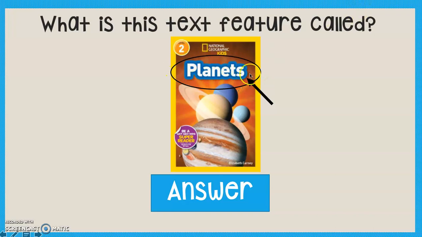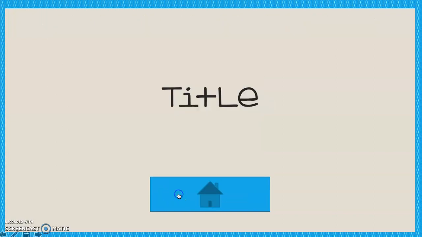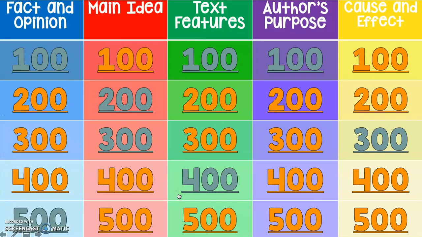So we have a book here. Planets is circled and has an arrow pointing to it. So what is this text feature called? Looks like it's the front of a book. And planets, what kind of a text feature is that? Right, our answer, that is called a title. The title of the book is Planets, would be our answer. Go ahead and add 100 points if you got that one correct.